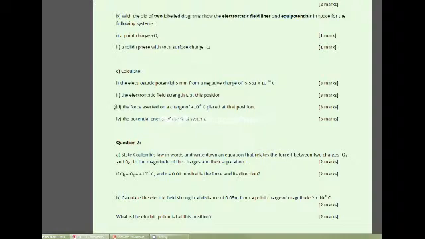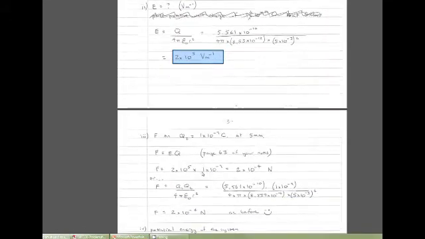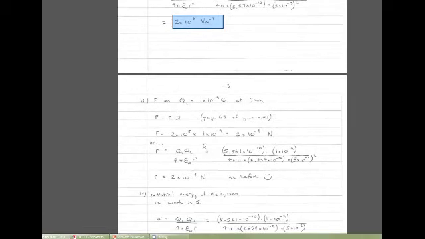This is good. Part 3, we're going to calculate the force exerted on a charge of plus 10 to the minus 9 coulombs placed at that position. So again, the same position as 5 millimeters. Okay, so here we go, let's scroll down. There are two ways you can calculate this. Both give you the same answer, which is fine.